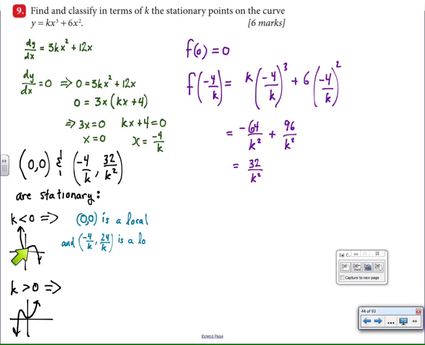Given the fact that 0, 0 is always stationary, and given the fact that the other stationary point is always positive, tells me that the camelback is going to be in the first quadrant in this situation, and in the second quadrant in this situation. Regardless, I know for a fact that 0, 0 is always going to be a local minimum, and I have to fix a typo here. Bear with me, please. That should read 32 over k squared.